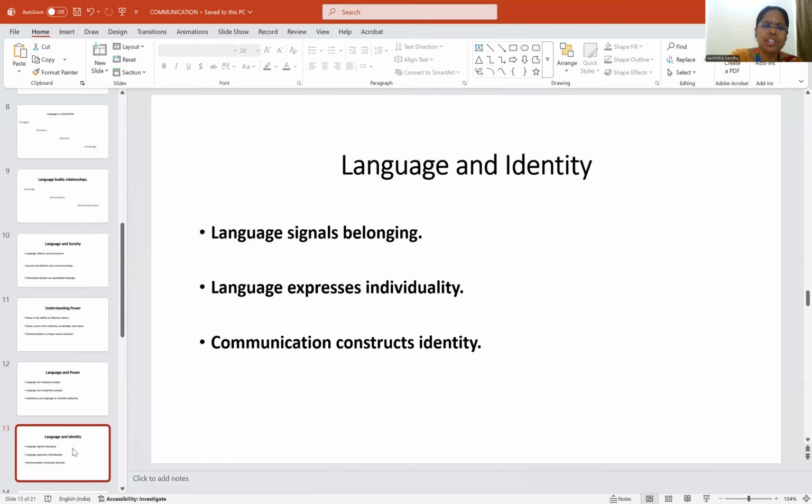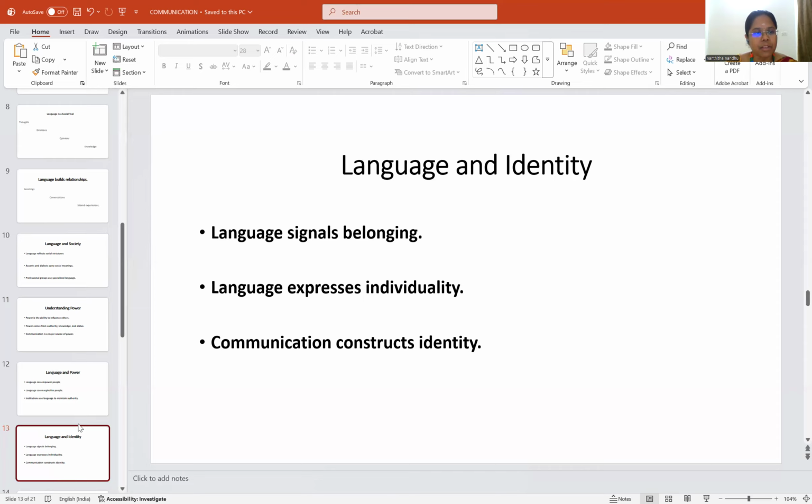Next, communication constructs identity. Identity is continuously shaped through social interactions. You are defined by what you speak, what you believe, and how you speak through your beliefs. So it plays a key role in constructing your identification.